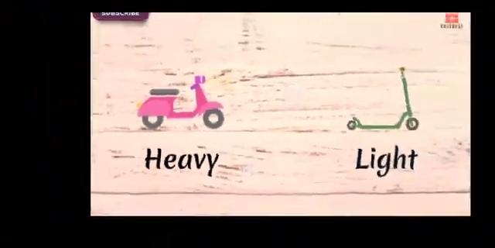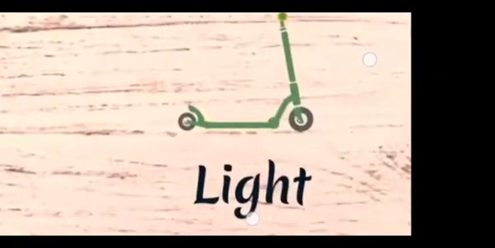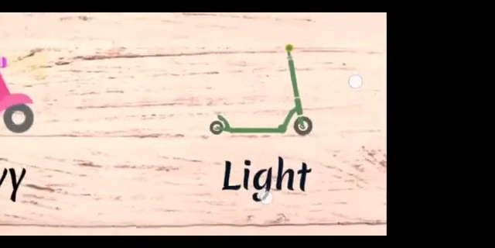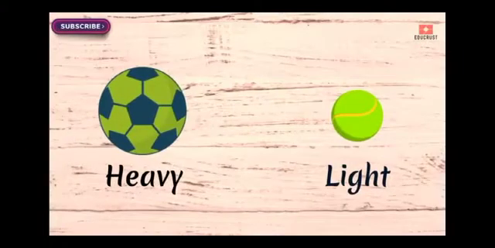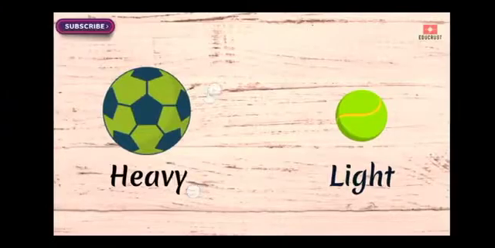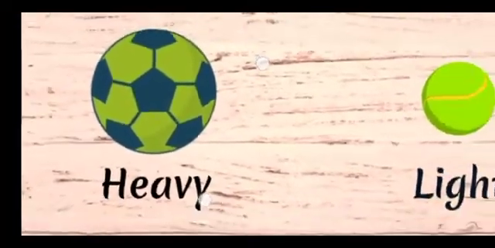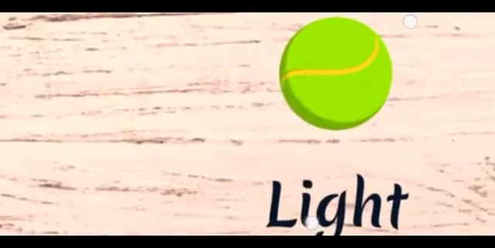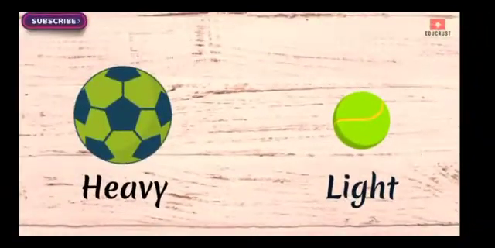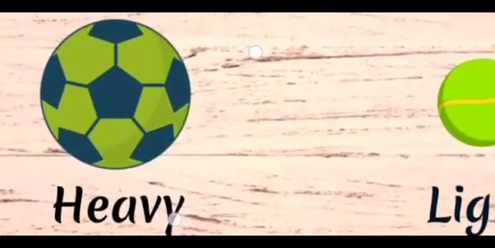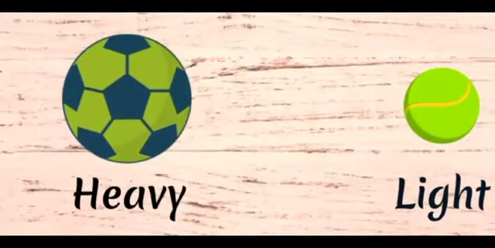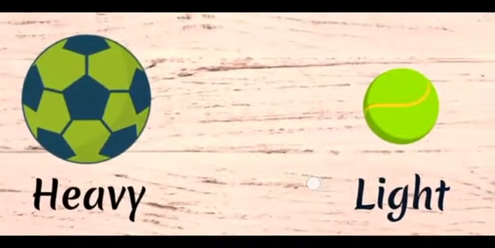Scooter is heavy, whereas a scooty is light, because the weight of scooty is lesser than the weight of scooter. Now next one. The football is heavy and the tennis ball is light, because the weight of tennis ball is lesser and the football weight is more than tennis ball. So football is heavy and tennis ball is light.